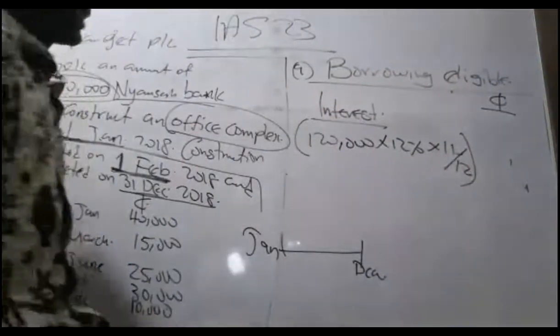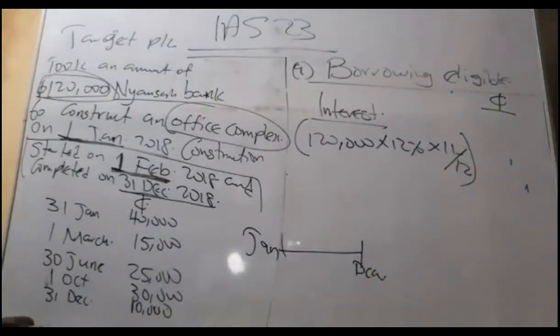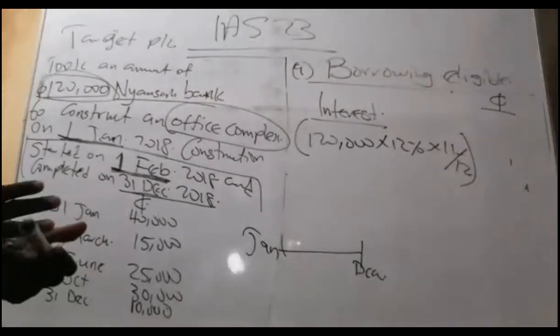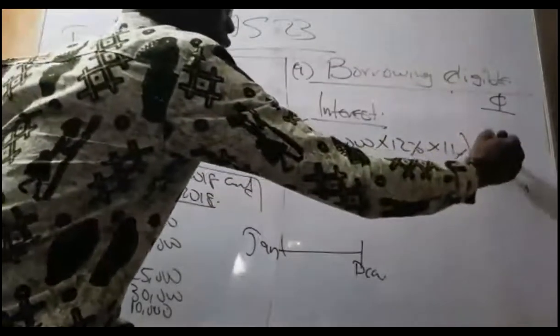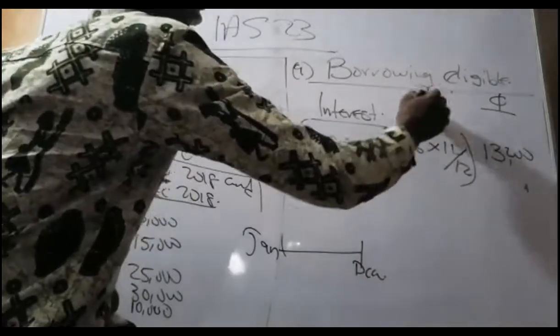So the interest expense will be 11 months out of 12 times 14,400. That'll give us 13,200. That's great. So the total interest will be 13,200. Now I am done.